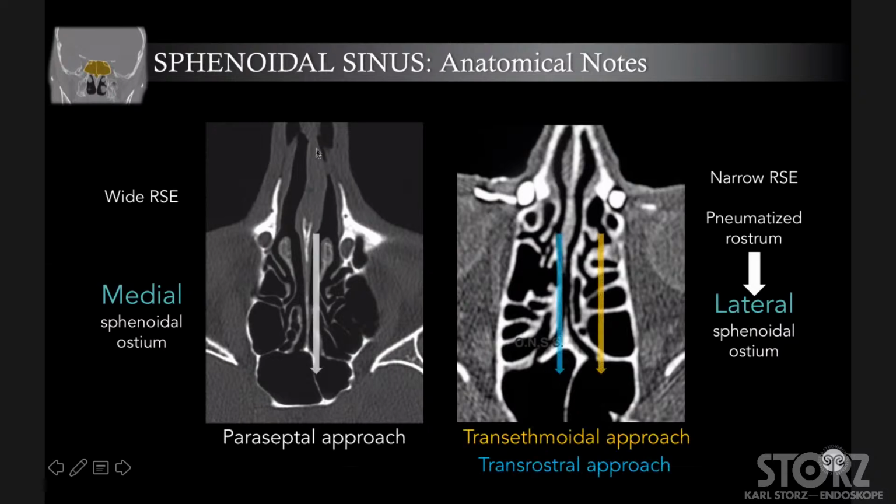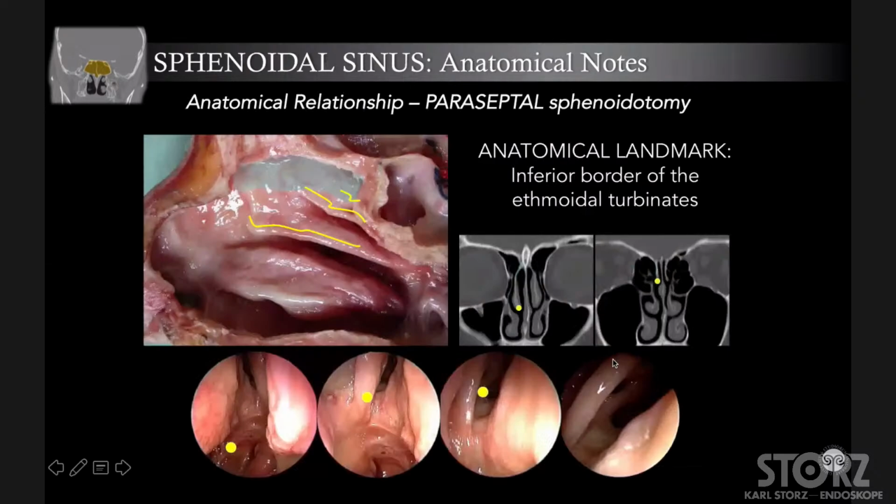So in this case, it is very easy to perform a paraseptal approach to the sphenoid sinus because the sinus ostium is medial. Conversely, in this case, if you perform a paraseptal approach, you encounter the rostrum, and so you will not be able to approach the sphenoid sinus. When there is a pneumatization of the rostrum, it's mandatory to perform a transethmoid approach to the sphenoid sinus in order to clean and remove also the anterior wall of the sphenoid sinus.